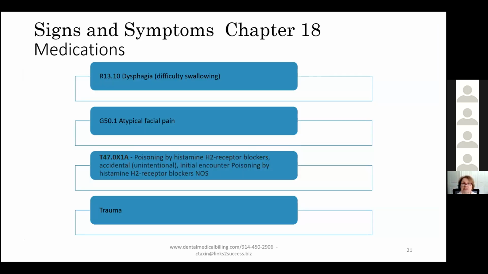So what are some signs and symptoms that patients have a problem with? Well, difficulty swallowing sometimes is a sign of patients that have lost many teeth or have a lot of atrophy, or atypical facial pain. They just say they have face pain or they have headache pain. And Botox is an acceptable treatment within the dental practice in many states for TMD.